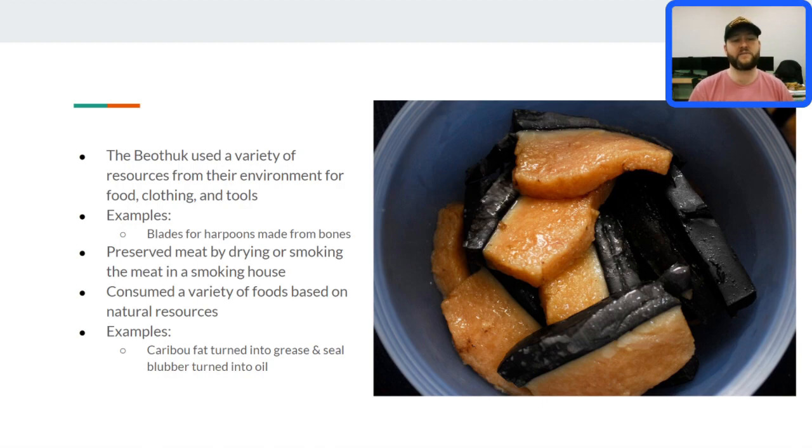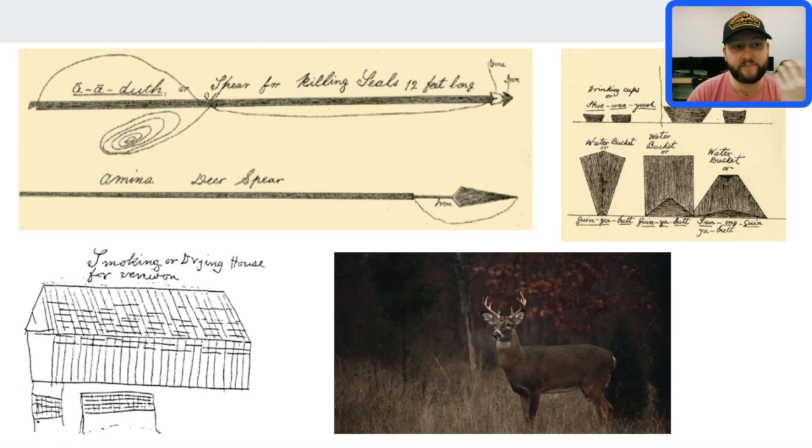They used a variety of different resources from their environment for clothing, food, and tools. So for example, blades for harpoons made from bones. They preserved meat by drying or smoking it in a smoking house. They consumed a variety of foods based on natural resources. So for example, caribou fat turns into grease and seal blubber turned into oil, right? So really understanding how to use the land to your benefit. Again, with indigenous populations, the first cultural contact was almost forced upon them, right?